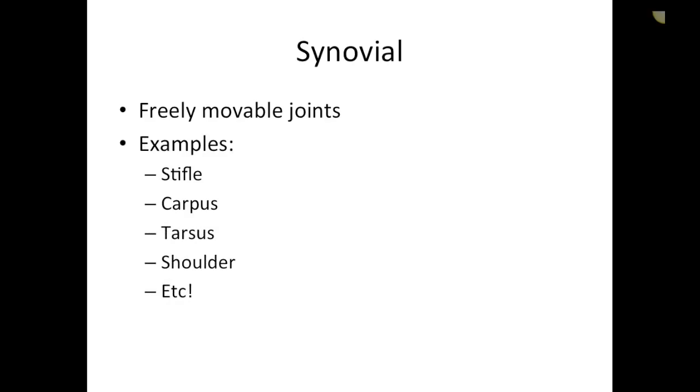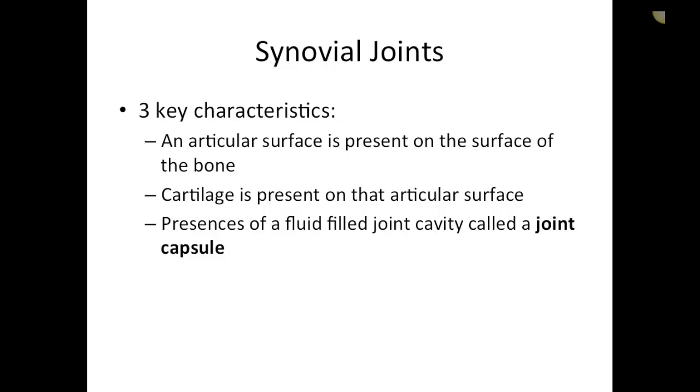So the elbow, the big joints. Now, another word for stifle, when talking about humans, is the knee, but for animals, always the stifle. Carpus and tarsus, for us, that's the wrist and the ankle. Shoulder is the shoulder. There are three key characteristics of synovial joints.